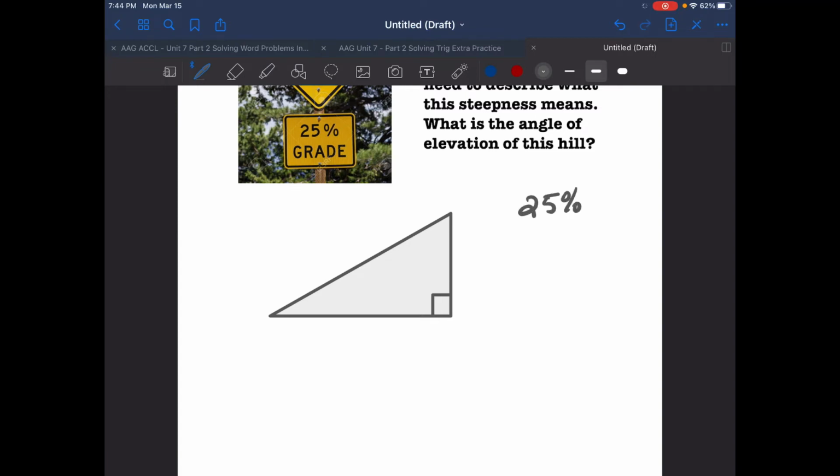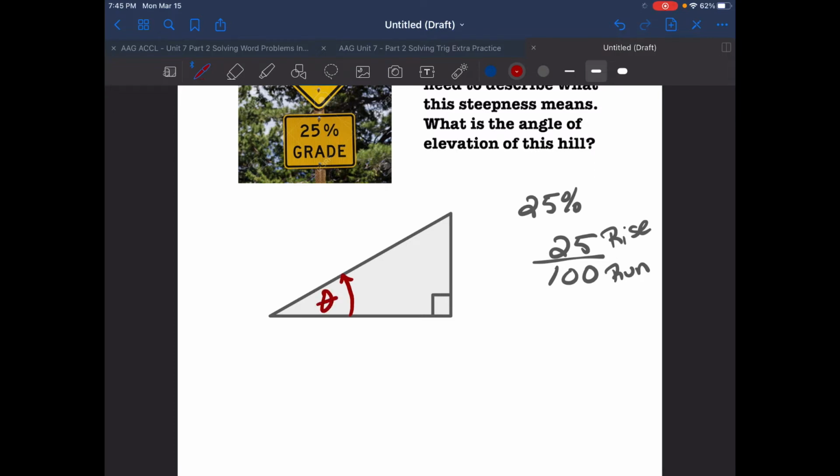Percent means that number out of 100. So in this case, we would have 25 over 100. Now, ladies and gentlemen, after we just took a look at our previous example with the ramp, this is very, very similar. This is going to be your rise, and this is going to be your run. So what I want to do is get this on there, because they're also asking, like we read, for the angle of elevation.